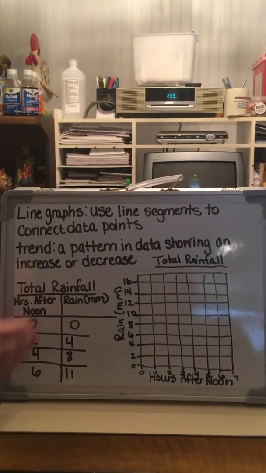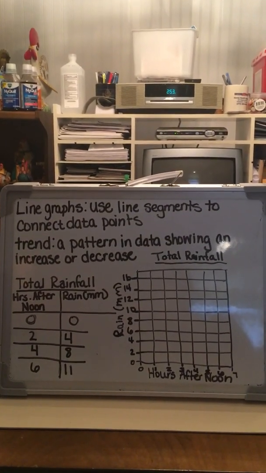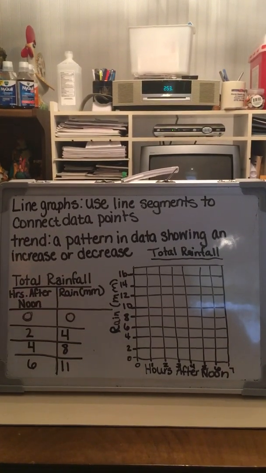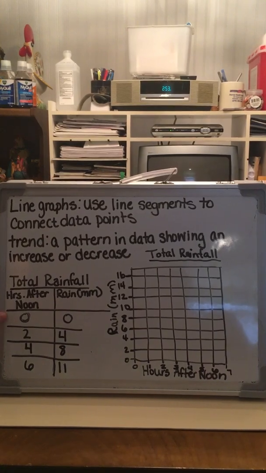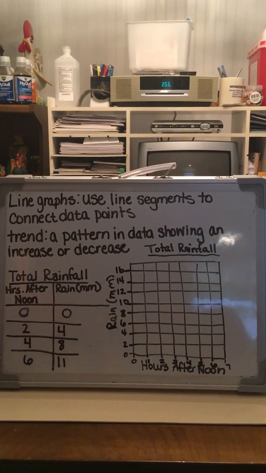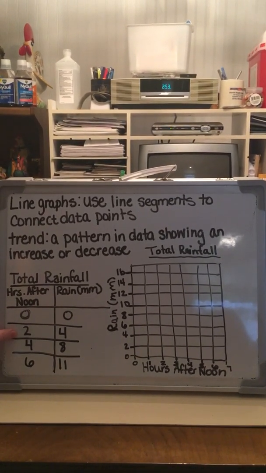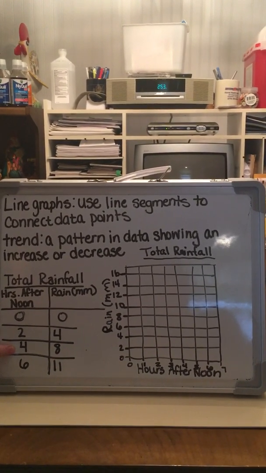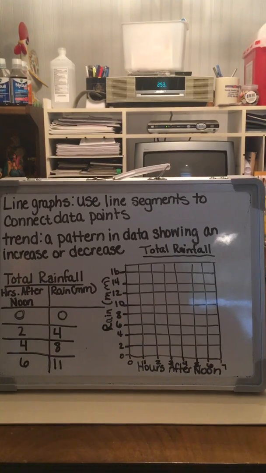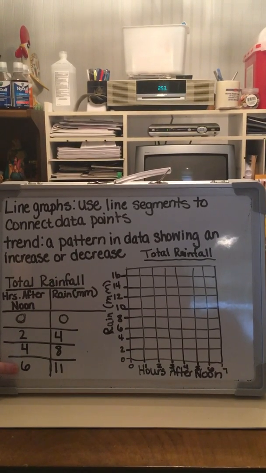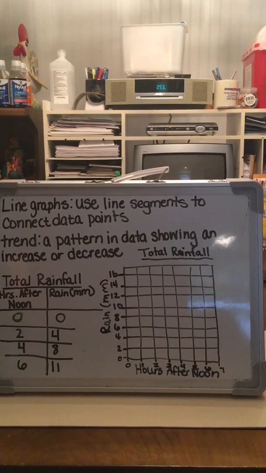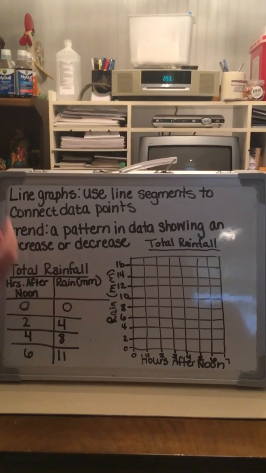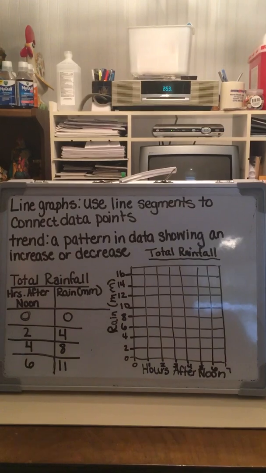So you'll notice over here I have a chart, and it says total rainfall. And then it also says hours afternoon and rainfall in millimeters. At 0 hours afternoon, there was 0 millimeters of rainfall. At 2 hours afternoon, there was 4 millimeters of rainfall. At 4 hours afternoon, there was 8 millimeters of rainfall. And at 6 hours afternoon, there was 11 millimeters of rainfall. We're actually going to take the data from this chart and put it onto our line graph.